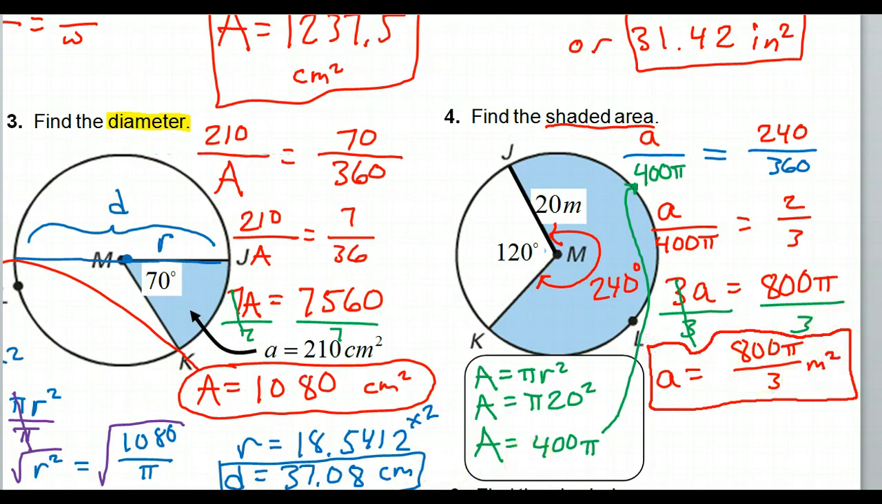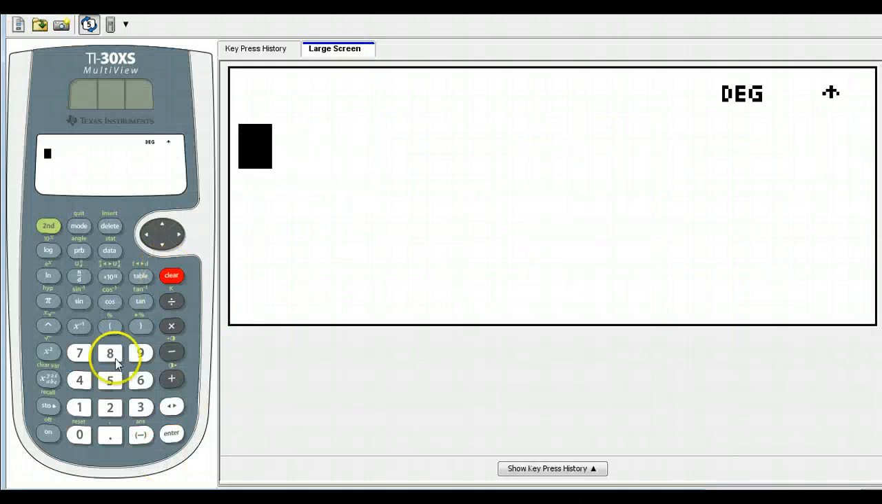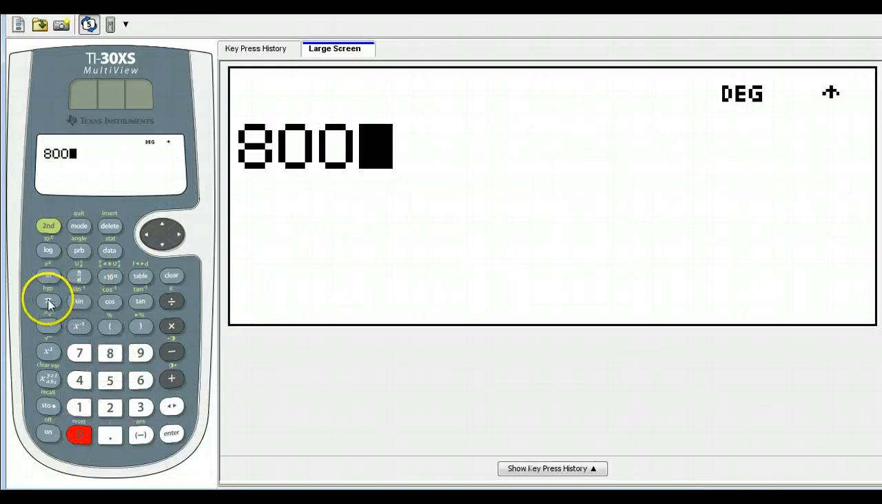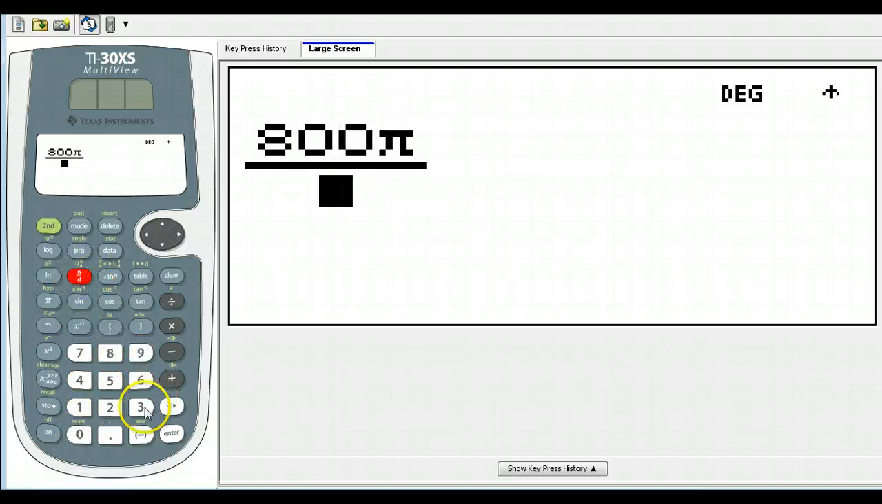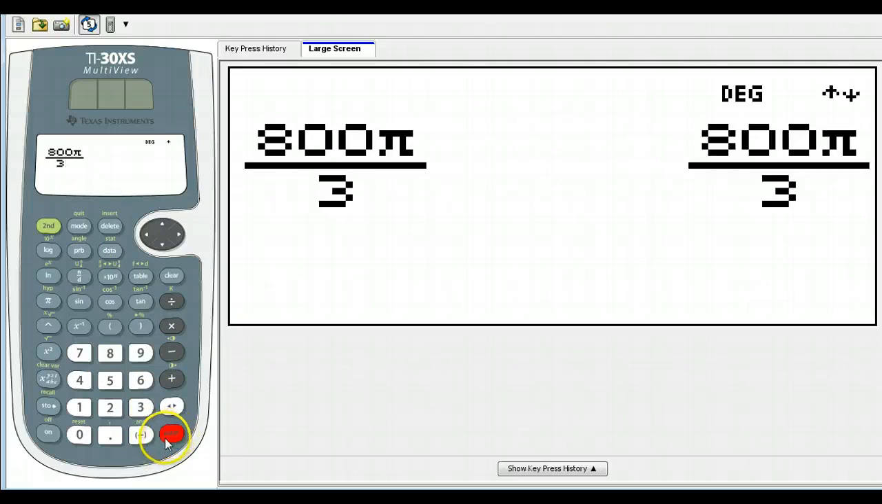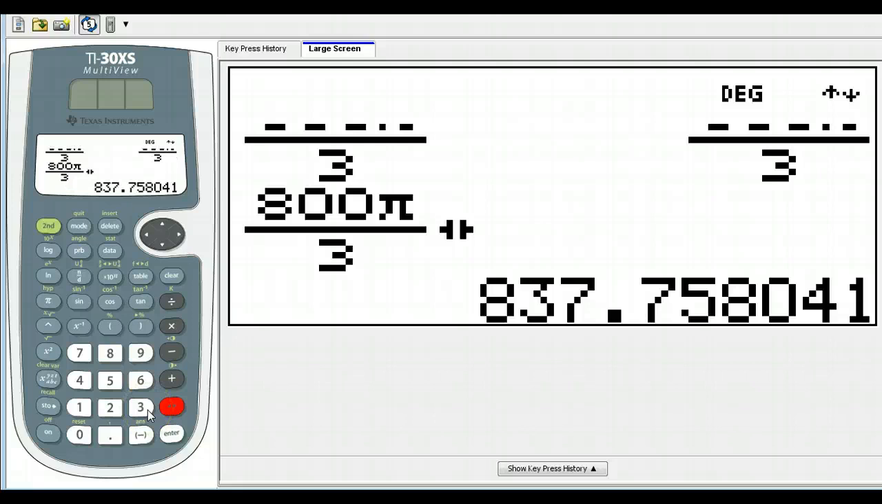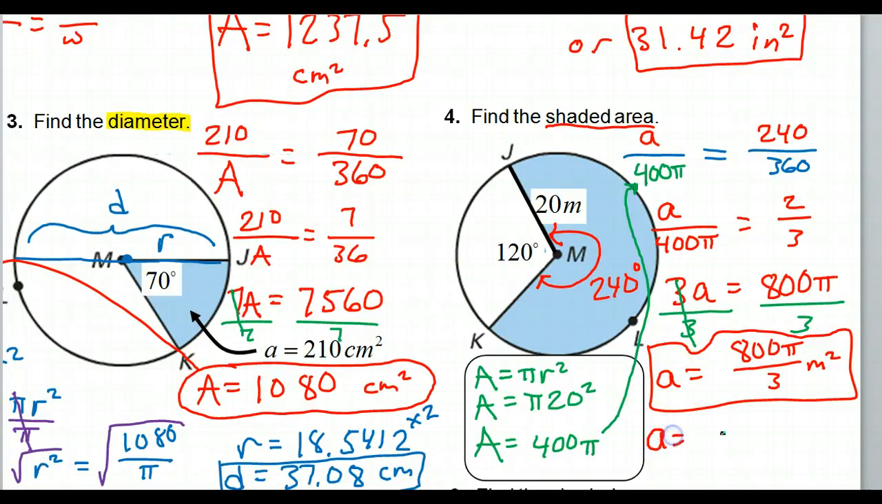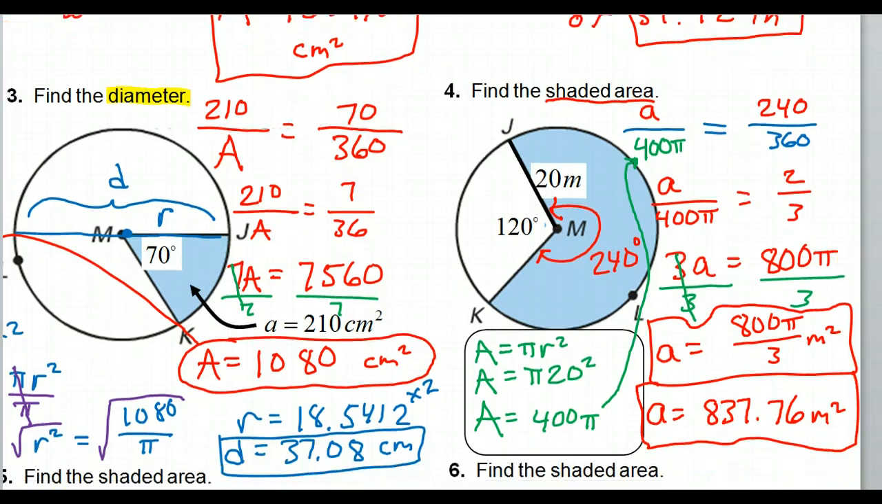Okay, but of course we can put that as a decimal if we want to. So 800 pi over 3. Notice it doesn't reduce. So that is 837.76 meters squared. So this would be the decimal approximation for the area. So that is how we do number 4.